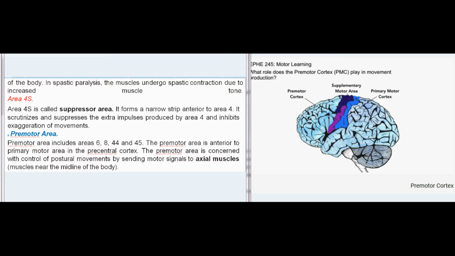Area 4s. Area 4s is called suppressor area. It forms a narrow strip anterior to area 4.